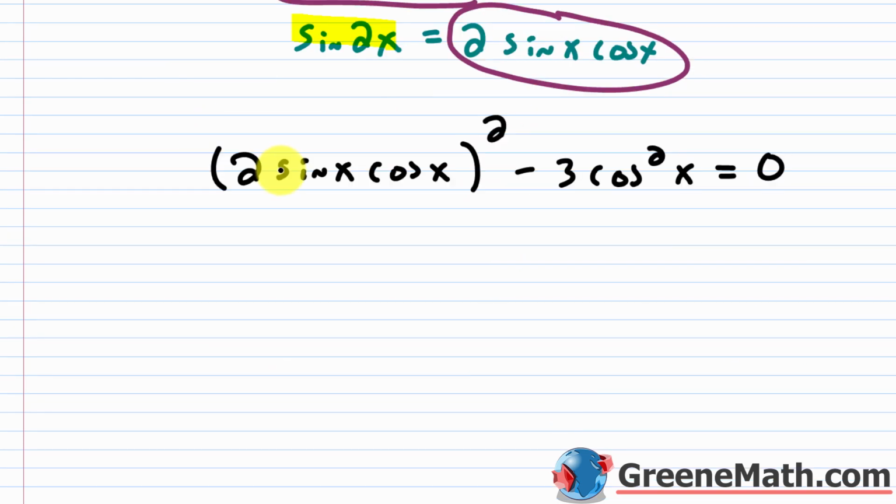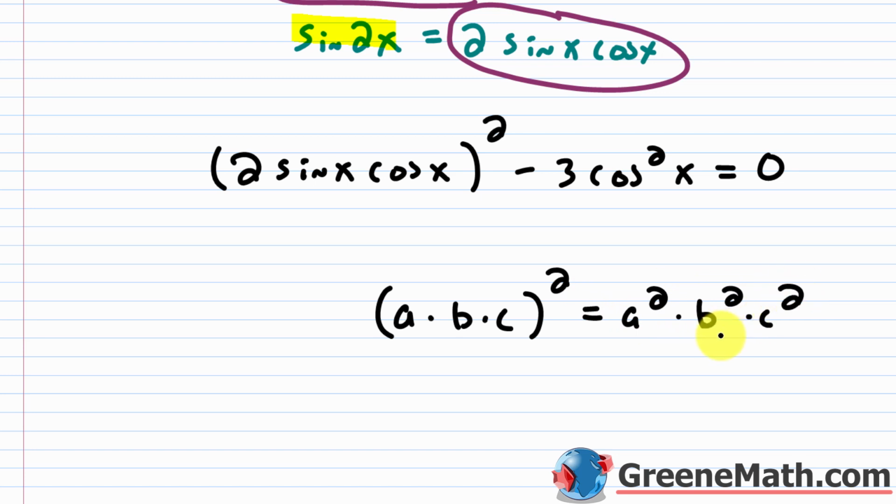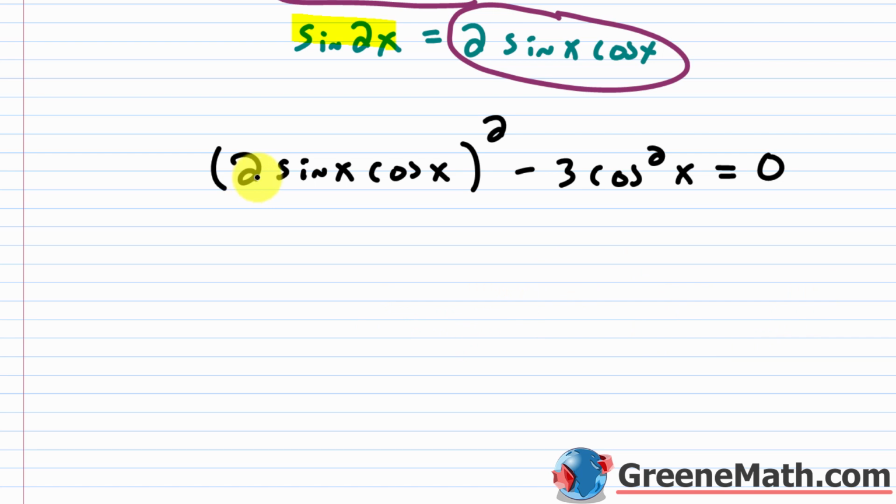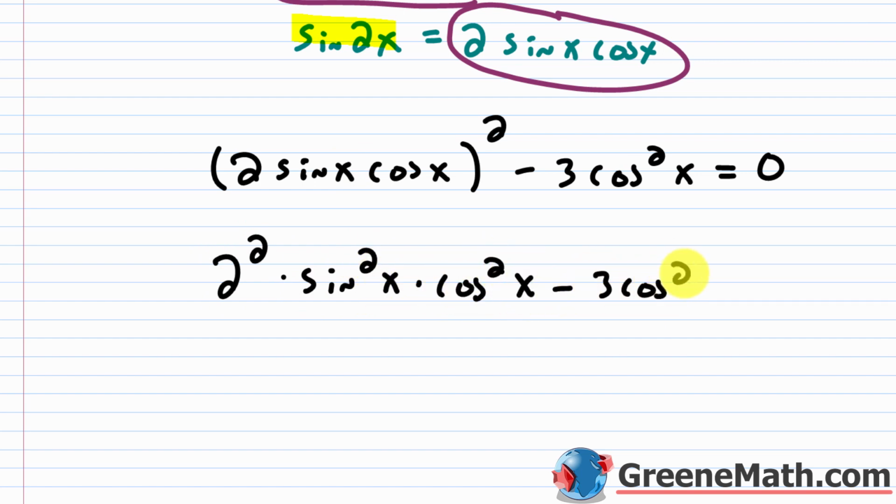All right, now this is multiplication here. So in other words, if you had a times b times c, and this guy was squared, this is a squared times b squared times c squared. So that's a rule we learned a long time ago in algebra. So I'm just going to apply that here. So everything will be raised to the second power or squared. So you're going to have 2 squared times sine squared x times cosine squared x, and then minus 3 cosine squared x, and this equals 0. Obviously, 2 squared is 4, so you can just put that like that.